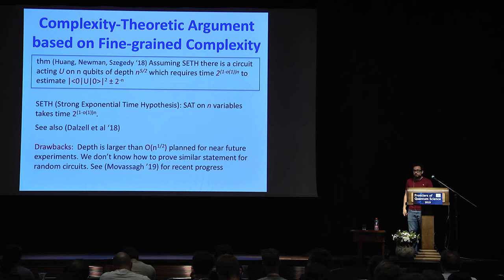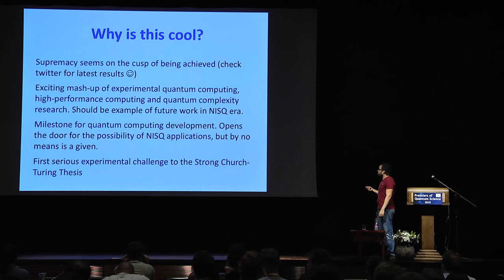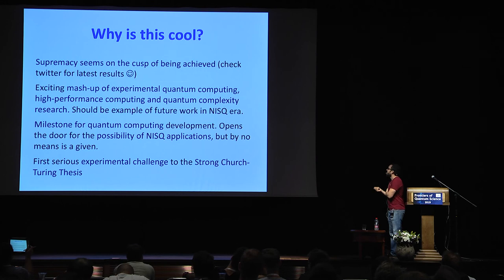So this is what I want to tell you about supremacy. Let me just summarize why I think this is nice. Well, first, because it seems on the cusp of being achieved, right? So if you want to check Twitter, maybe you find something there. I think it's really a nice mashup of experimental quantum computing, high performance computing, and quantum complexity, right? And I really think it's the first time that we have this, and I hope this becomes the norm now, right? So I think this is nice.